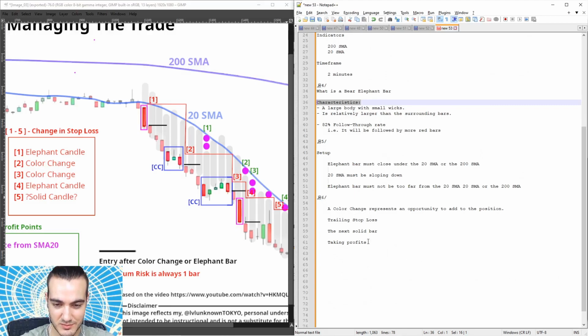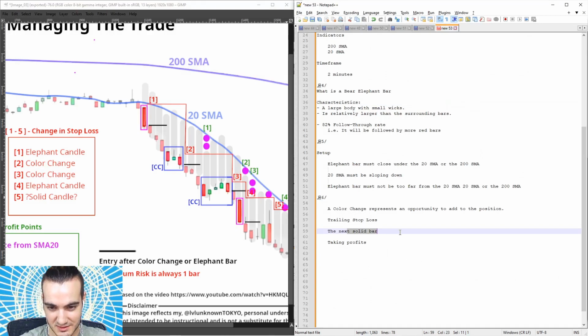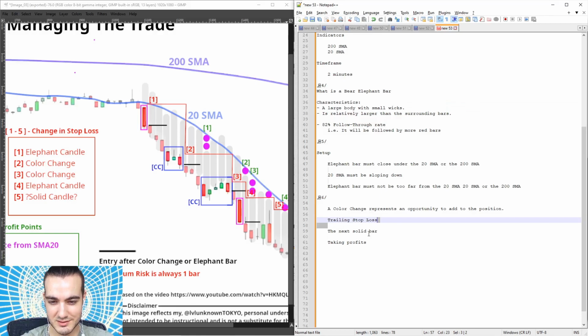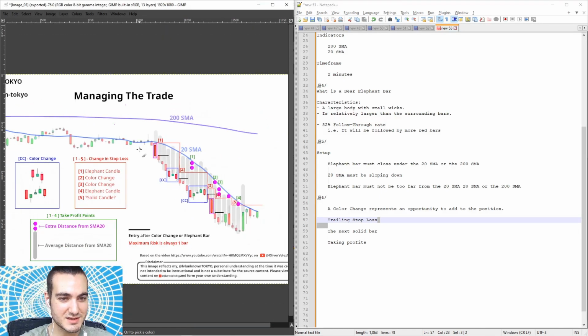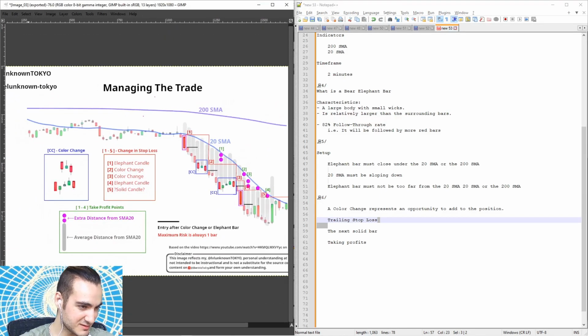See anything else in my notes? Next solid bar, trailing stop loss. No, I think that's it. All right, we're at 6 minutes, 8 seconds. Good to go. All right.